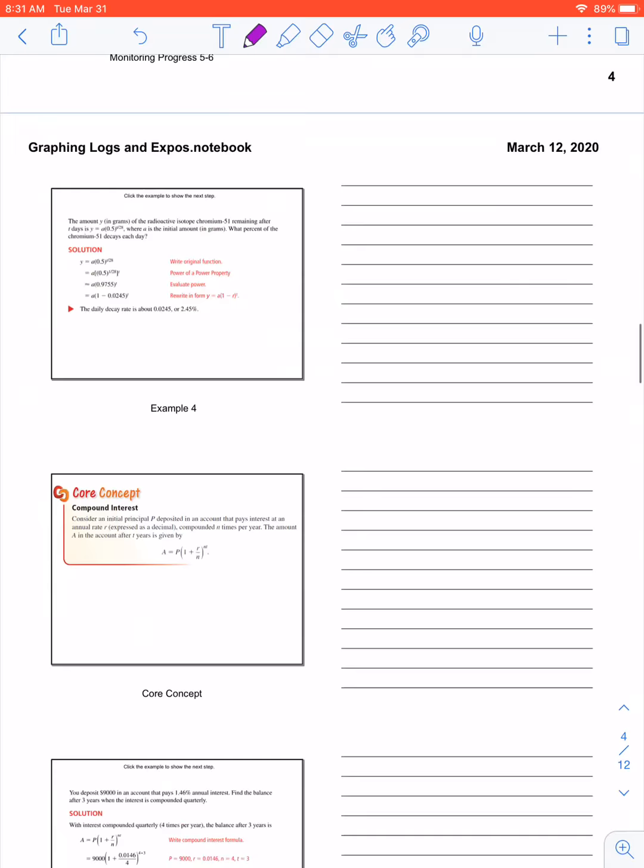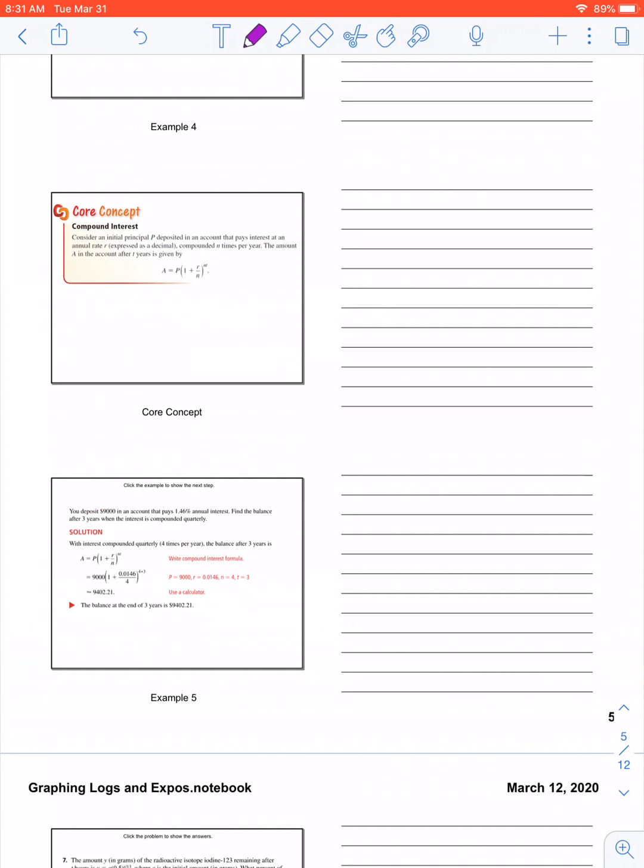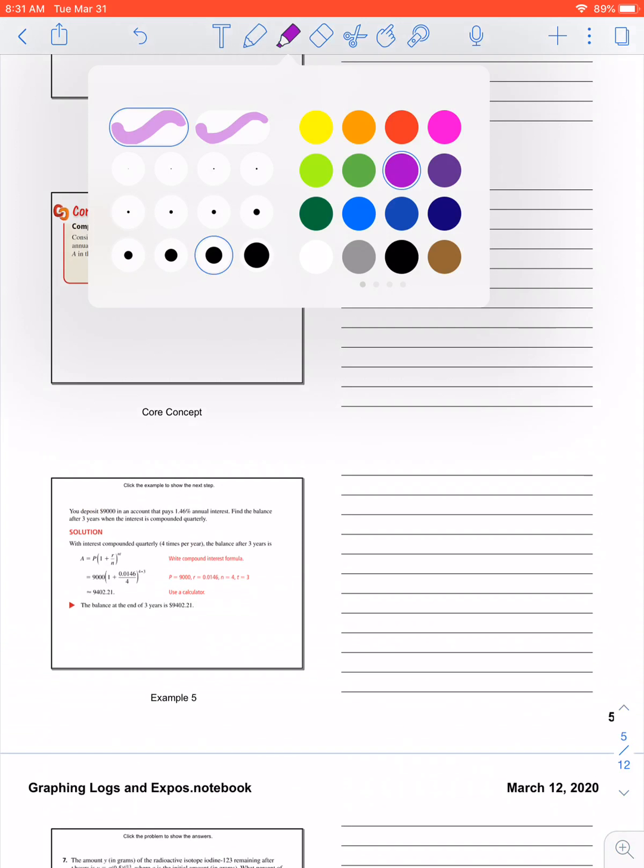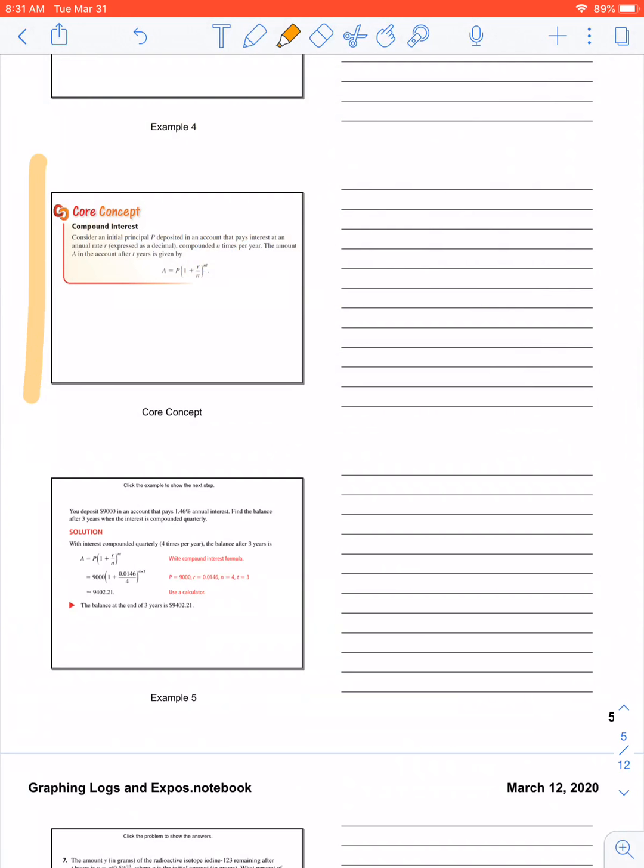And then today what we're going to do is talk about something that I know you've talked about before in personal finance. We're going to talk about compound interest. So what does that look like with things? We're going to talk about that here.